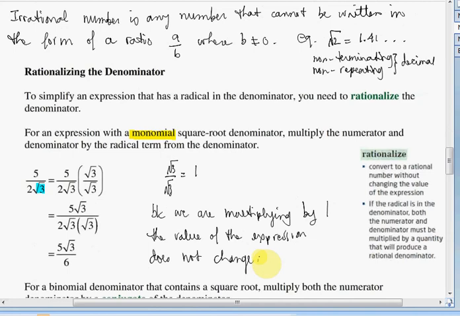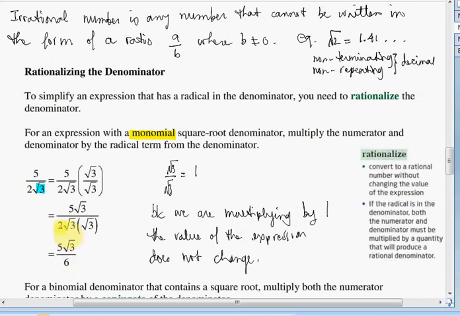All right, and that's true. Anything times 1 is itself. So if I multiply 5 over 2 root 3 by root 3 over root 3, it's still the same value. Okay, so now you're going to multiply your numerator, so 5 times root 3 to give you 5 root 3, and then 2 root 3 times root 3. So our numerator is 5 root 3.